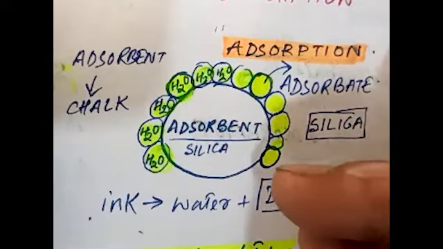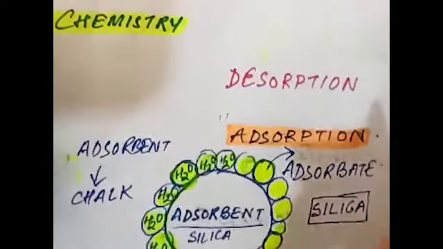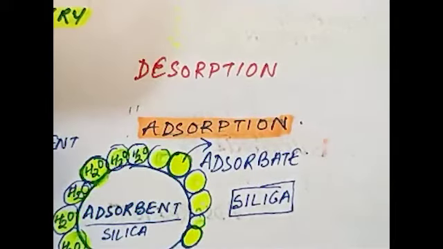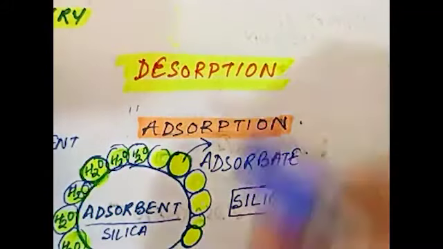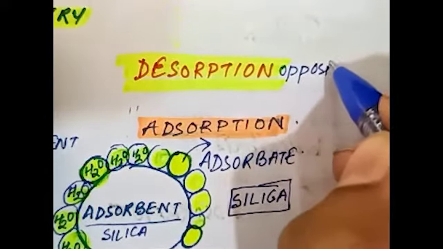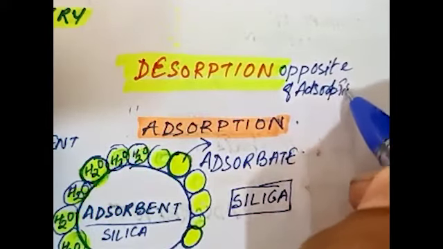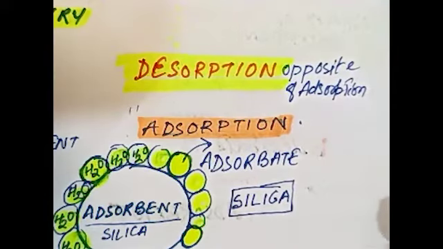So that process is the opposite of adsorption. ठीक है? उस प्रोसेस का नाम क्या होता है? उस प्रोसेस का नाम होता है desorption. That process is known as desorption. What is desorption? Desorption is the opposite of adsorption. ठीक है? Fine. Desorption is nothing but the opposite of adsorption.